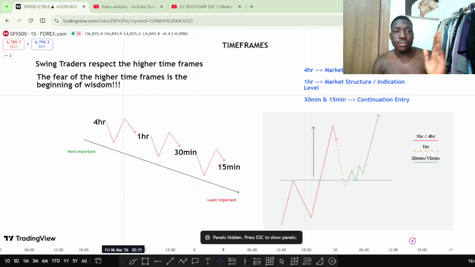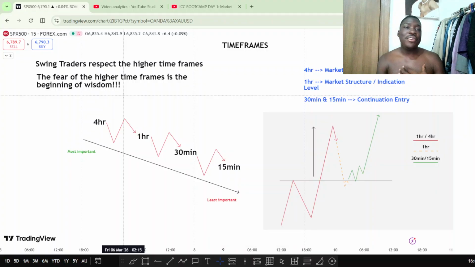Let's run over it again. The swing trader will respect the highest time frame, which is 4 hour. That's why we look for our buyers. That's why we look for what we are going to do for the day. We're looking for the indication that has been made for the day so we can correct and continue for the day or for the week or for the month. Because we swing trade, we hold for days, we hold for hours. I'm not trying to get in and out.